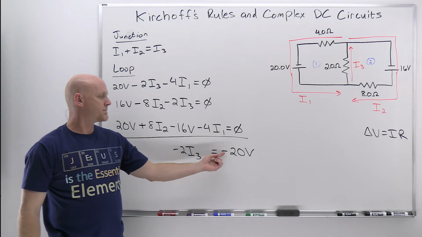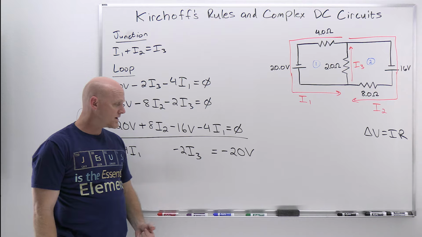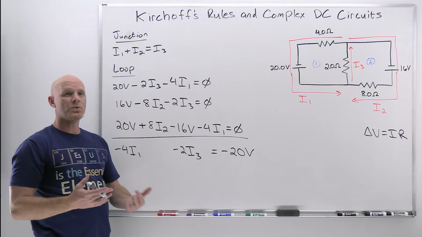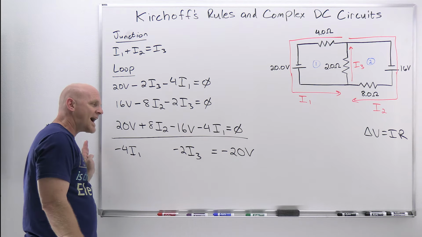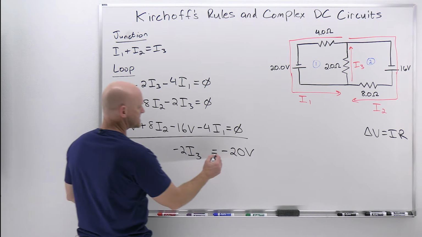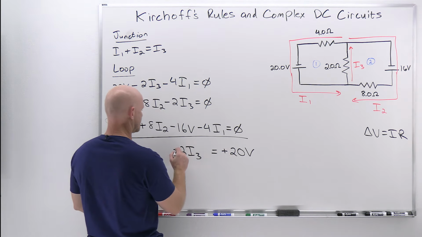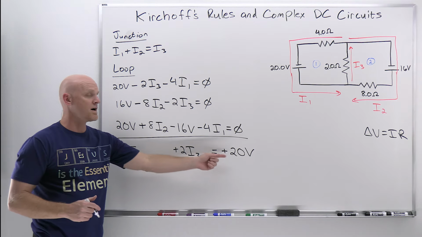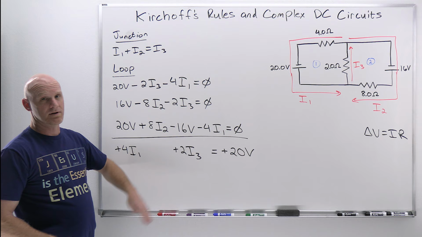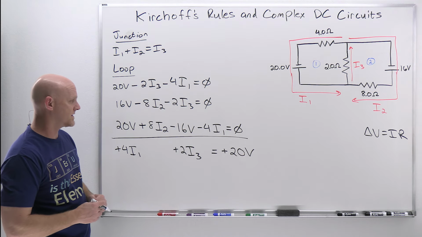Now, one thing to note, I would prefer to have positive 20 volts over here. The math will work out either way, it's just my preference. In this case, all of these are negative, so I can multiply the entire equation by negative 1, which is going to make this positive 20 volts, positive 2i3, and positive 4i1. And I could just erase the positive signs. They don't actually have to be there. And it's equivalent to the same equation we had just a second ago.